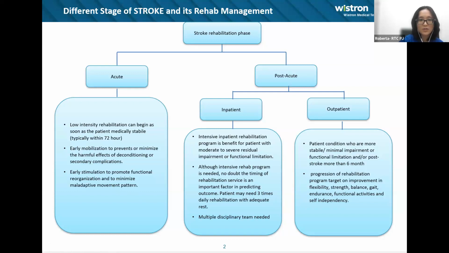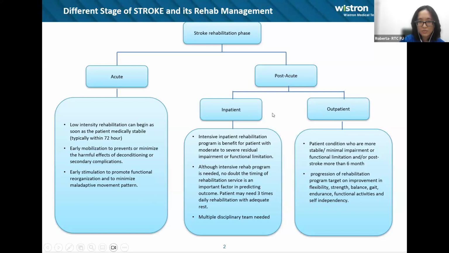But if the patient is medically stable, we can do exercises like walking, gait training, balance training, and also activities and task training as well.